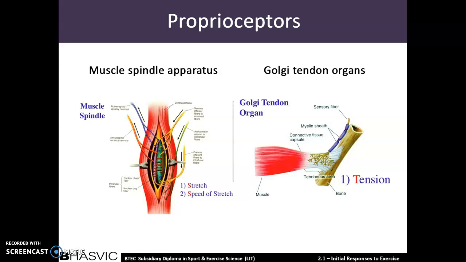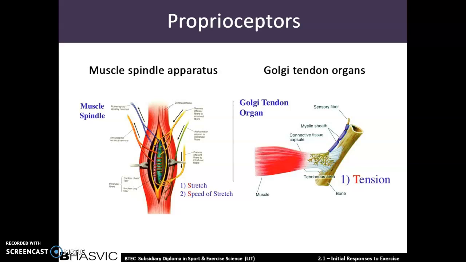Another proprioceptor is the Golgi tendon organs. These are inside tendons. They create an inverse stretch reflex, which responds to tension. These send a signal which reduces the excitability of a contracting or stretched muscle. This is also known as autogenic inhibition.